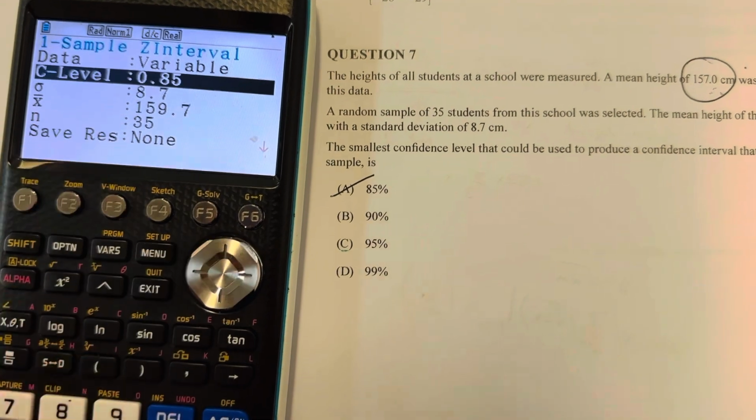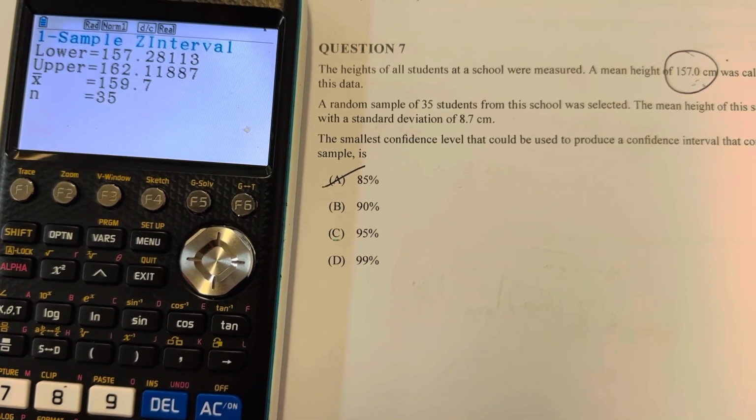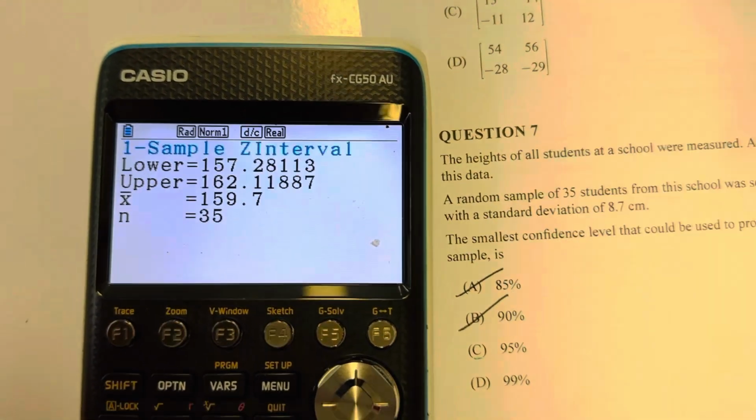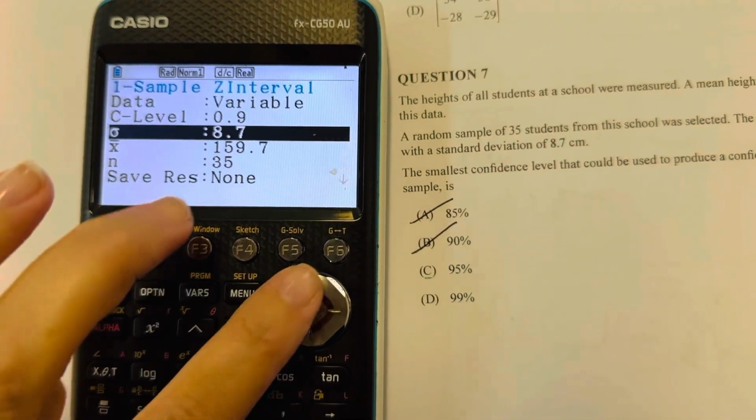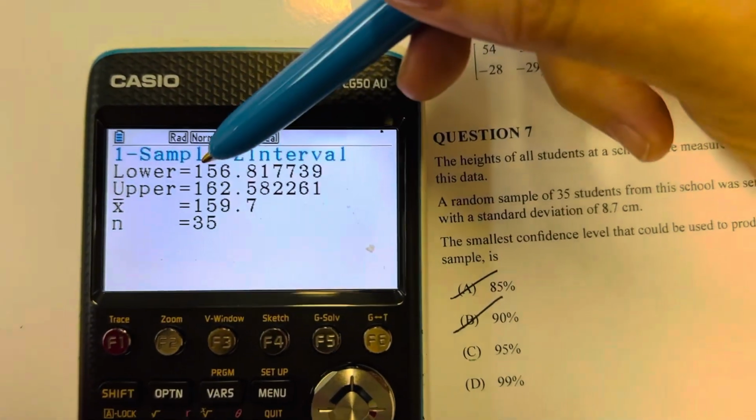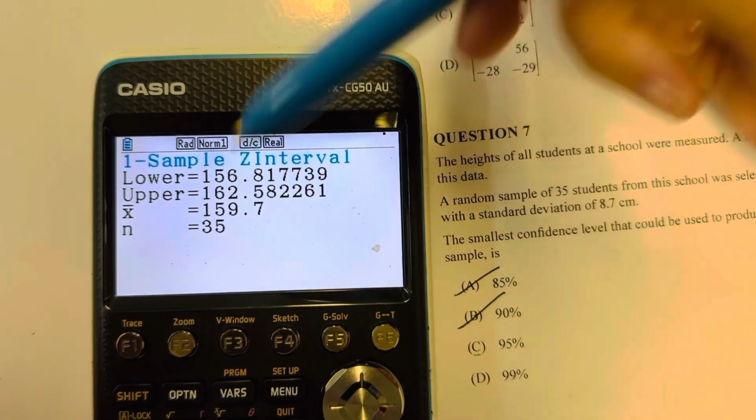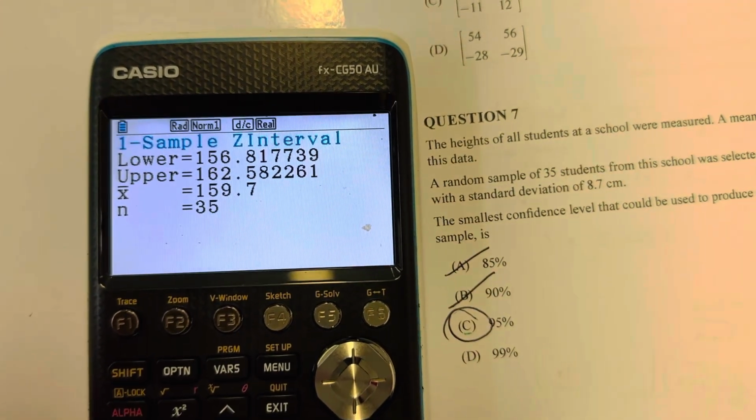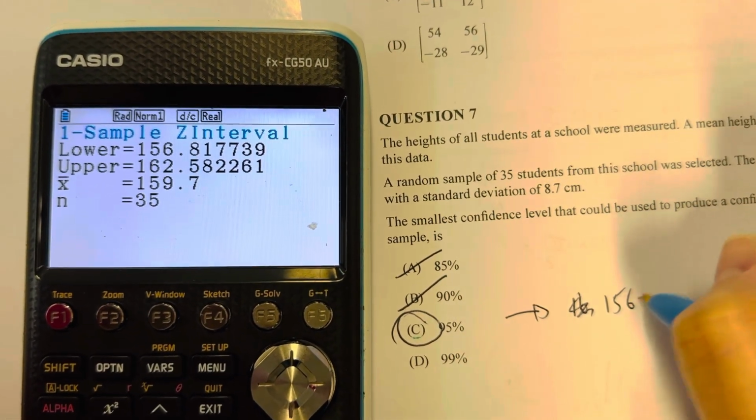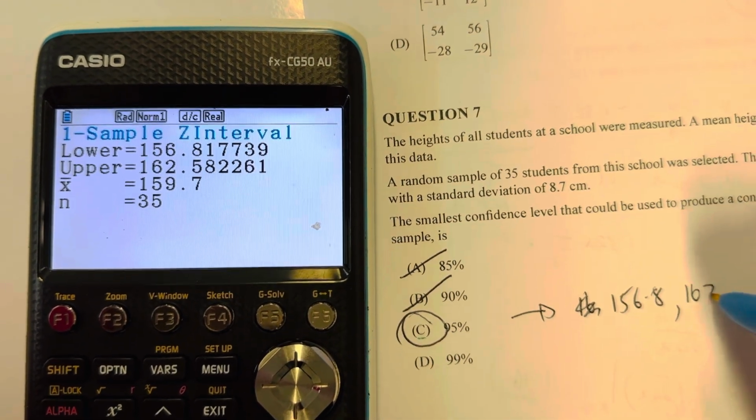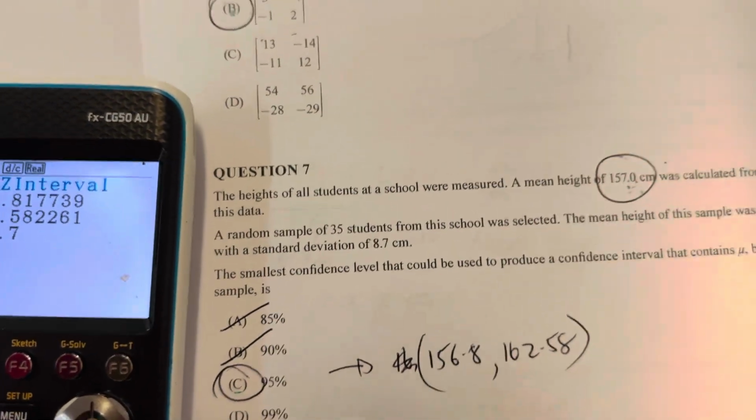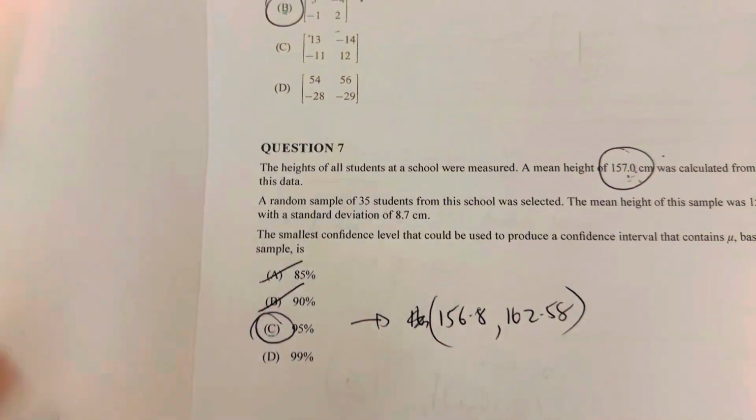Exit. Change this to 0.9. Execute. This time we get from 157.2 to 160. Still not going to have it. Exit. Go up. 0.95. This is good. So that's from 156.8 to 162.58. That's the one that's going to get it for us, because that does include the 157. So that's our smallest one. That was a good one for the calculator, wasn't it?